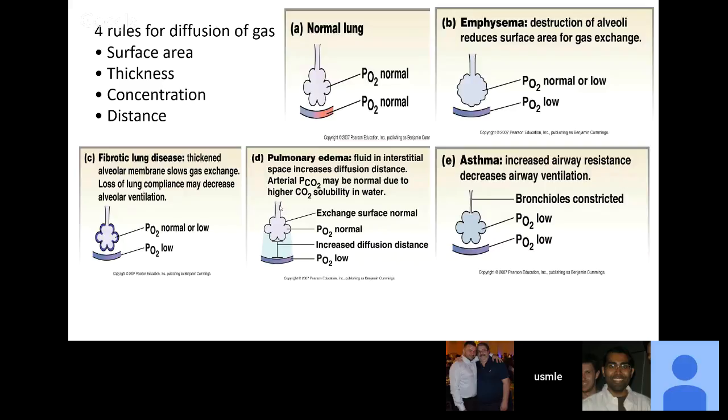So the oxygen that comes is going to be normal, so the pressure will be normal, but there's not much pressure within the capillary because the gas is lost.